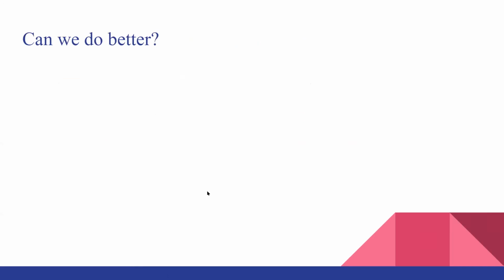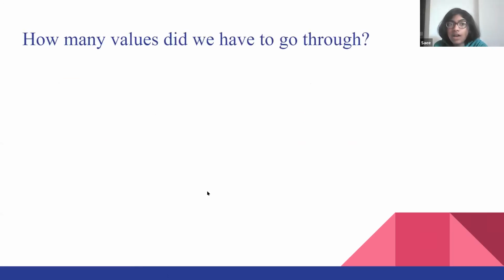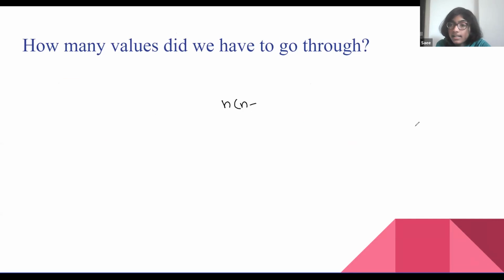So the question is, how many values did we have to go through in this? We already saw this, right? At most, in the worst case scenario, we had to go through, I'm sorry, Agalya, is it fine if I mute you? There's some kind of noise. Okay, thank you. At most, n into n minus 1 by 2 values, right? And the first one was exactly n into n minus 1 by 2 values every time. And this one was at most n into n minus 1 by 2 values.